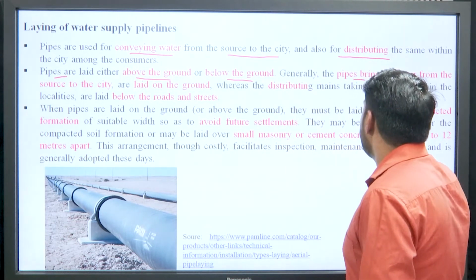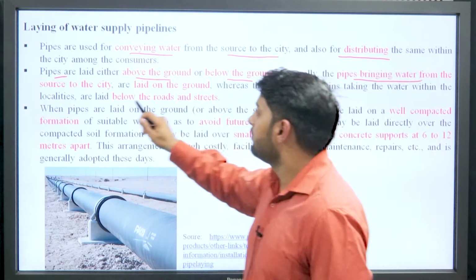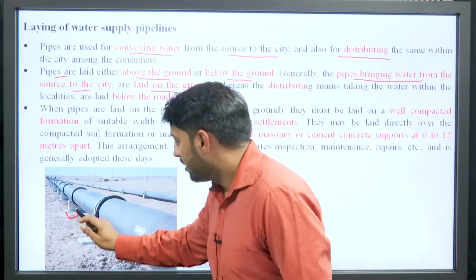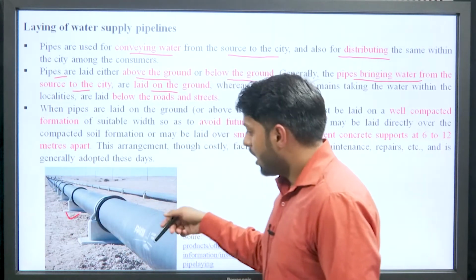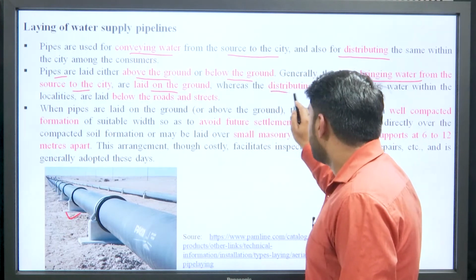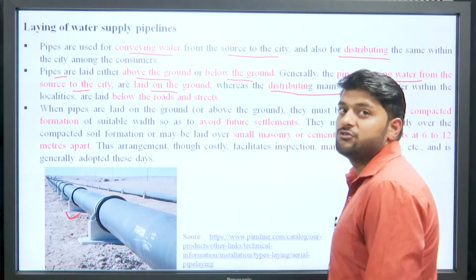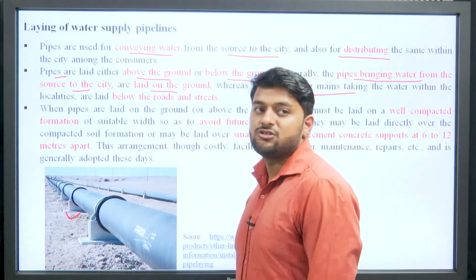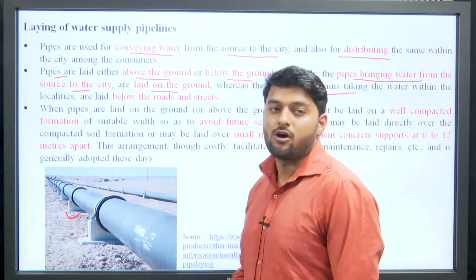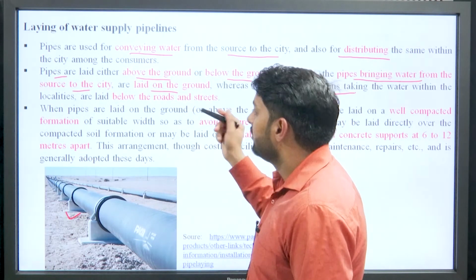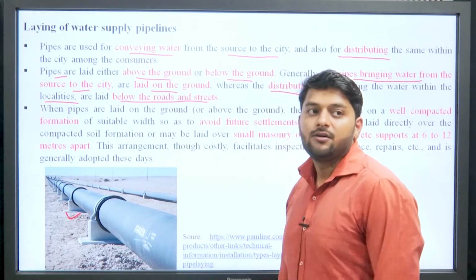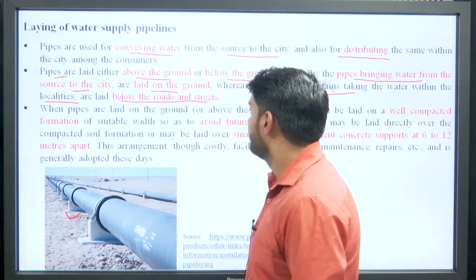Generally the pipe bringing water from source to city are laid on the ground. This is a picture which is just showing how the pipe is laid above the ground. Whereas the pipe used for distributing, because distribution system is designed in a city and it is not practically possible that the pipe is always exposed above the ground, in that case the pipe is laid below the road and streets.